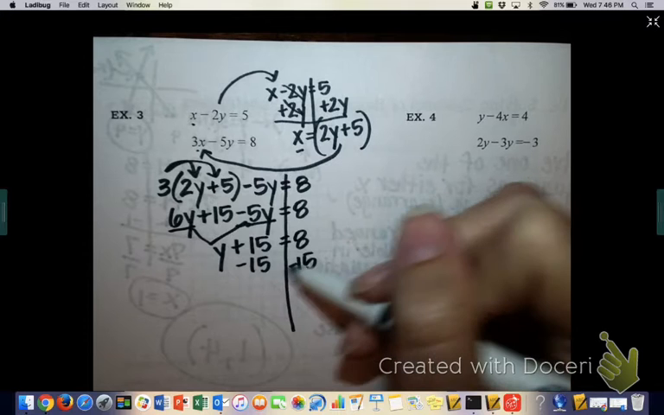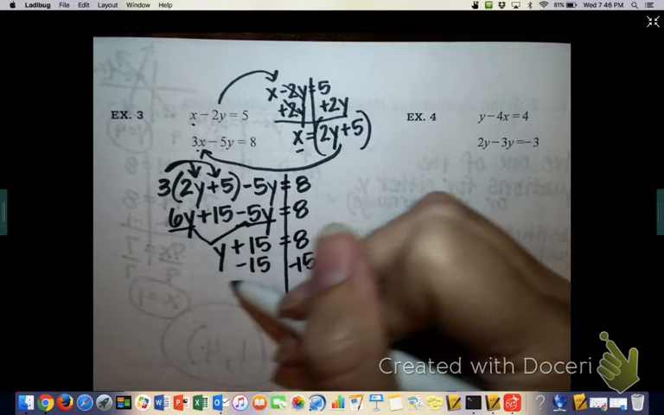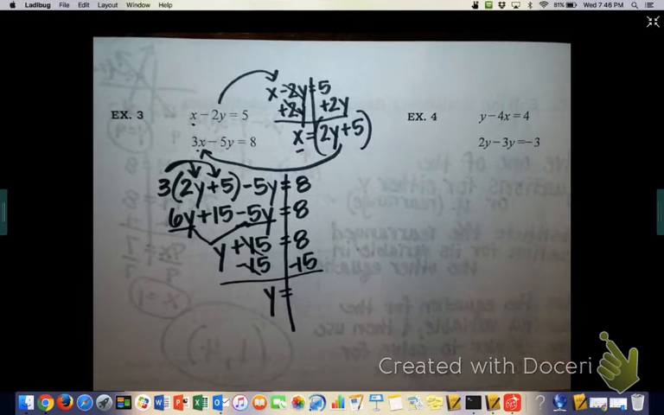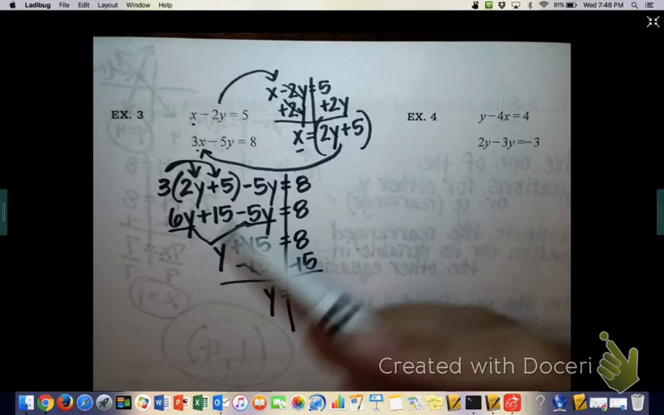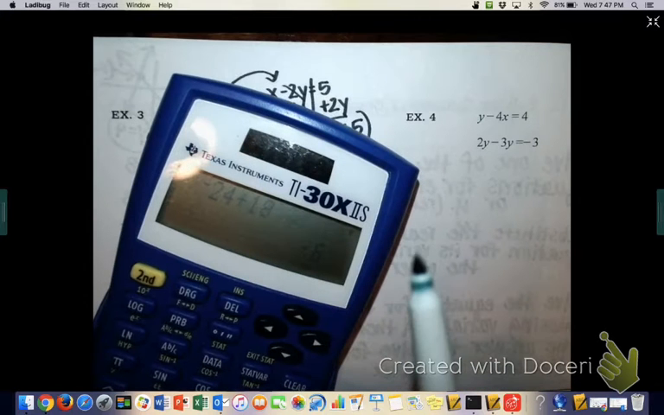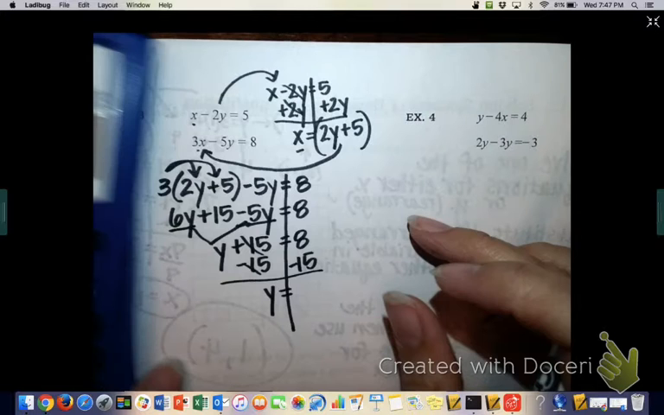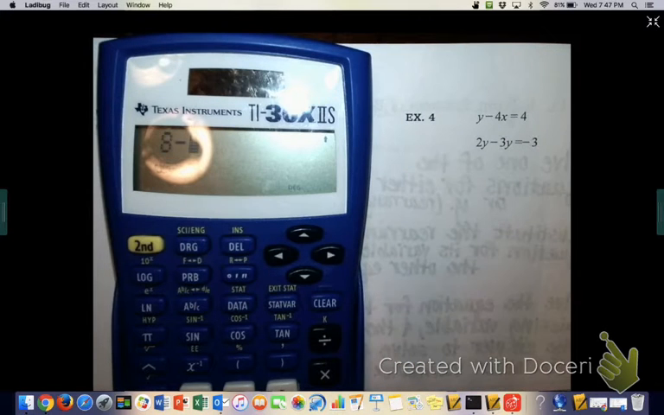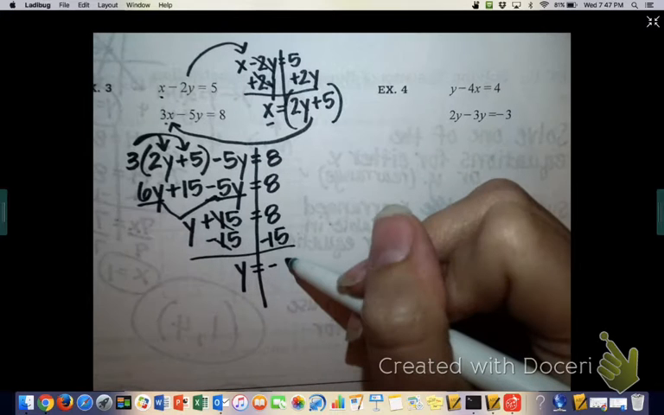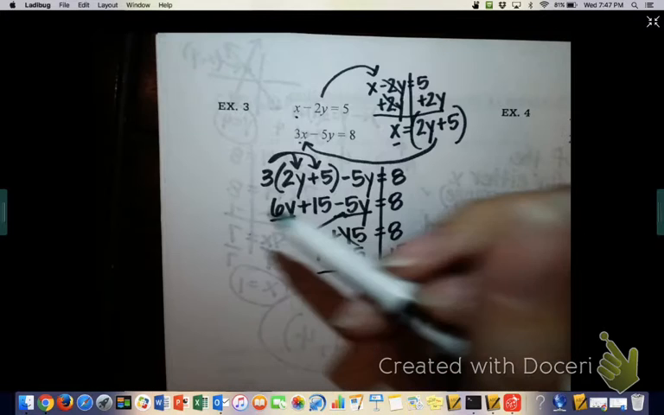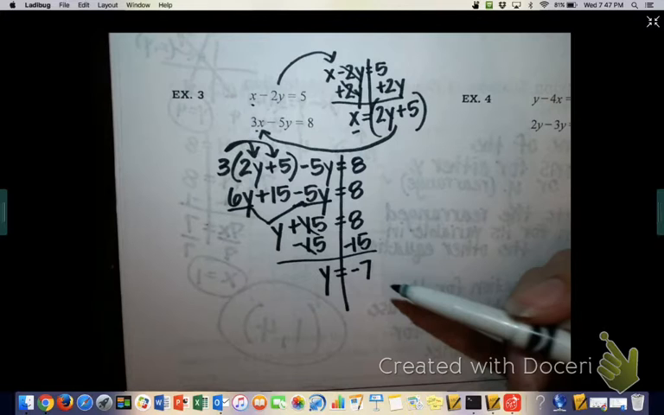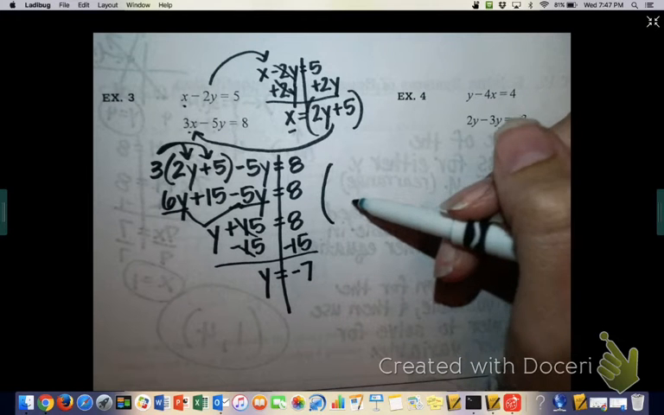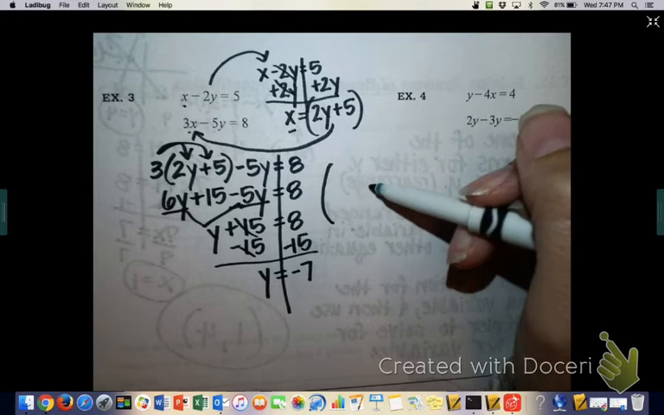You guys are probably figuring out why I had you guys do that mini unit of solving equations before we could move on to this unit. There's a lot of solving equations in this. All right, 8 minus 15. 8 minus 15 equals negative 7. So our y-coordinate is negative 7. All right. I'll put it over here, I guess. Negative 7 is y.